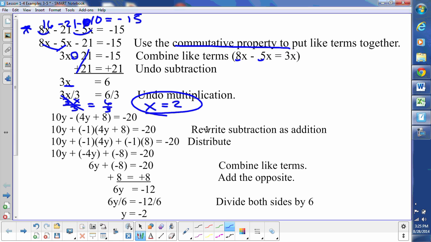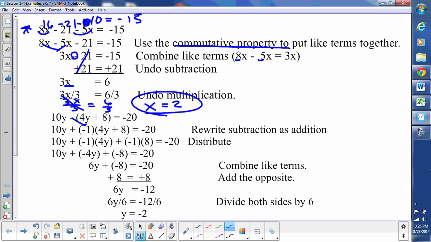Now we have another example where we have to do some cleaning up, where we have to do some simplifying. 10y minus 4y plus 8 equals negative 20. The first thing you need to do is rewrite your subtraction as addition so that you know what to do with that minus sign. In fact, when you subtract, you add the opposite. We're going to put a negative 1 there so that we can distribute a negative 1.